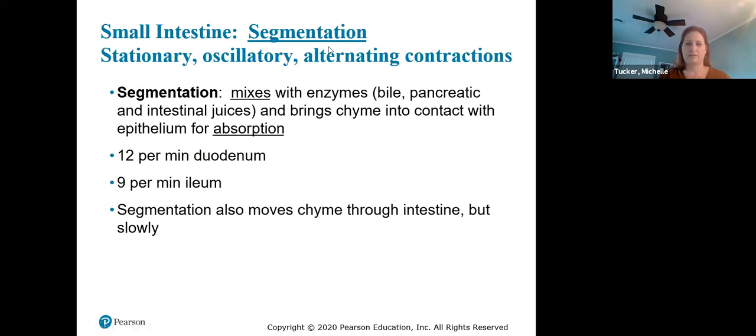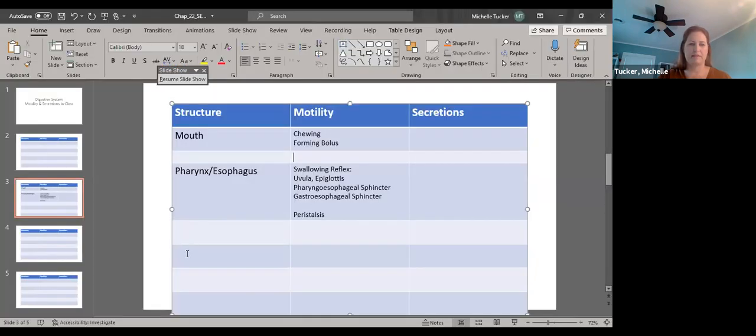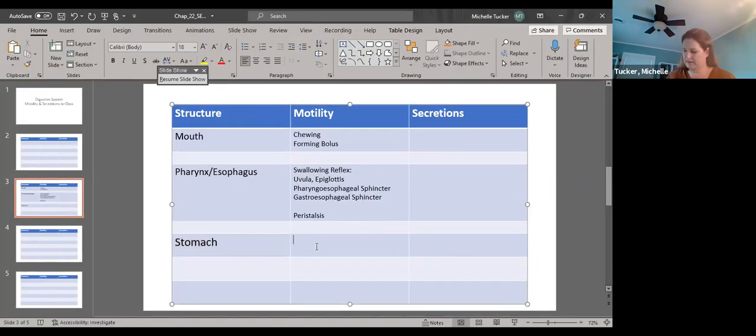Okay, so we're going to go back real quick to the stomach. The stomach has three functions. Okay, so it is going to be responsible for storage, and that is using the mechanism of receptive relaxation. There is churning, and that is due to the three layers of muscle. So we've got that additional one that is oblique.